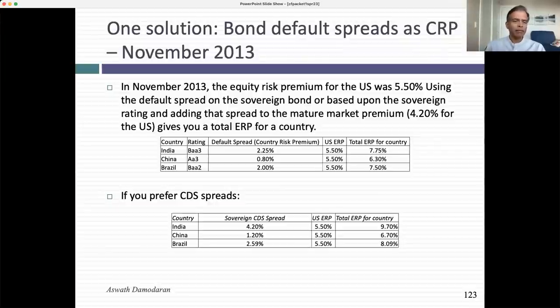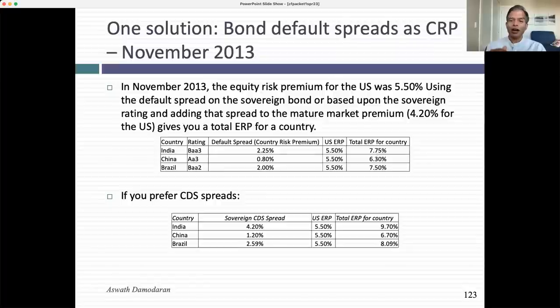What are you talking about? Let's take the 5.49% that I have on the previous page as my base. Let's round it up to 5.5. So let's say that's the premium for the US, and ask what I should use as my premium for India. Well, India in 2013 had a Baa3 rating, and the default spread based on that rating was 2.25%. That's a number I used to clean up the Indian government bond rate. I'm going to take the 2.25%, add it to the 5.5% US premium. There's my equity risk premium for India.